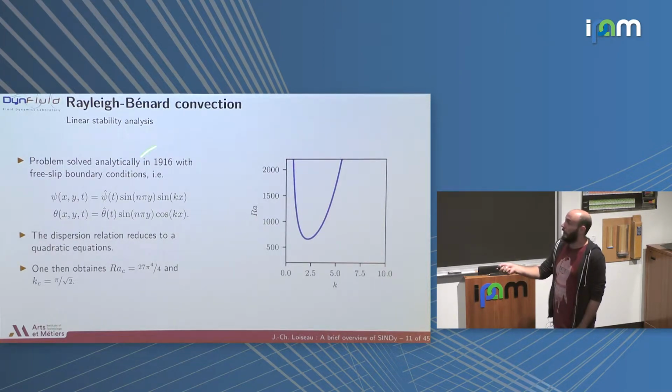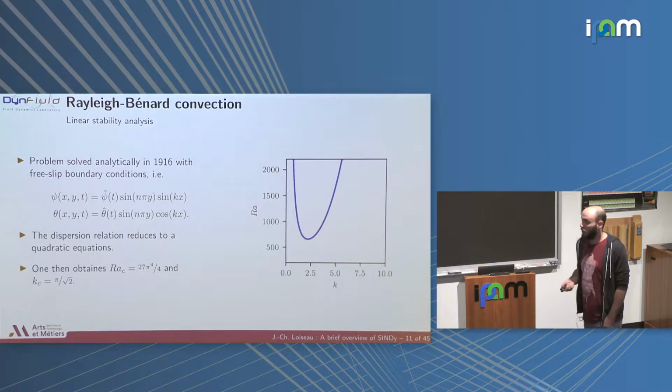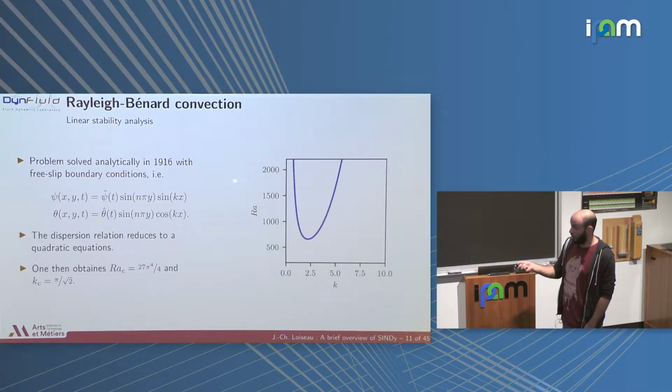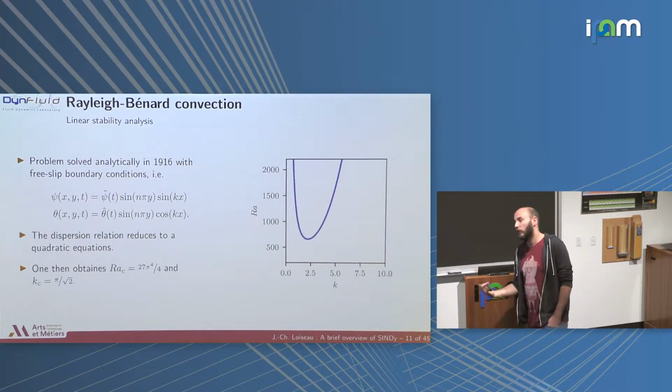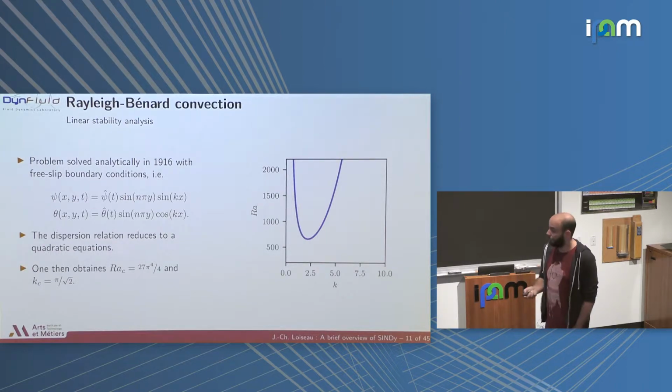In this case, it has been shown in 1916 that if we use free-slip boundary conditions, that's what our eigenmodes are going to look like, and that's the dispersion relation. So anything in this region are unstable operating conditions. If I choose a given Rayleigh number, that's basically a given temperature difference, and a given horizontal wavelength, that would be the critical one, and that's the one Lorentz chose to design his reduced model.